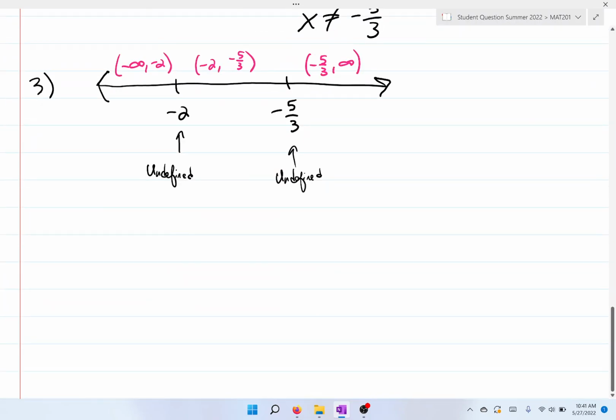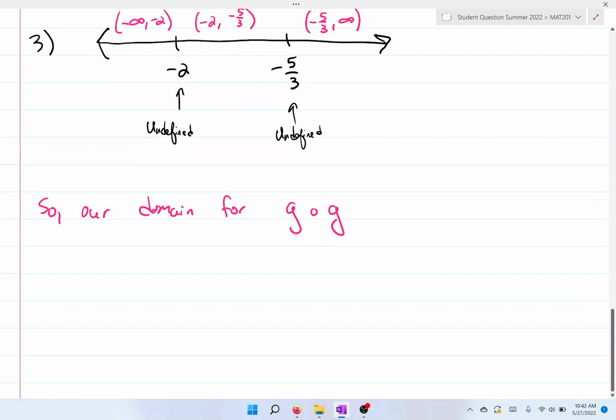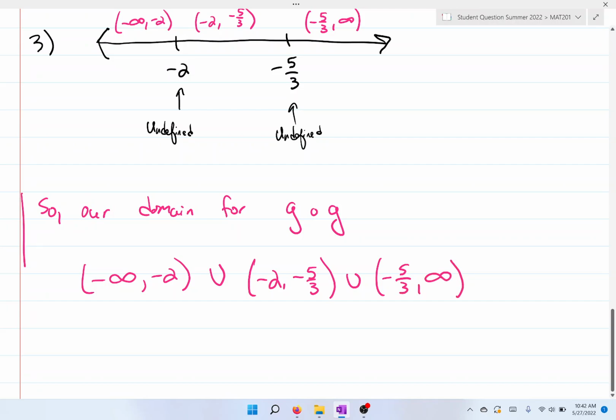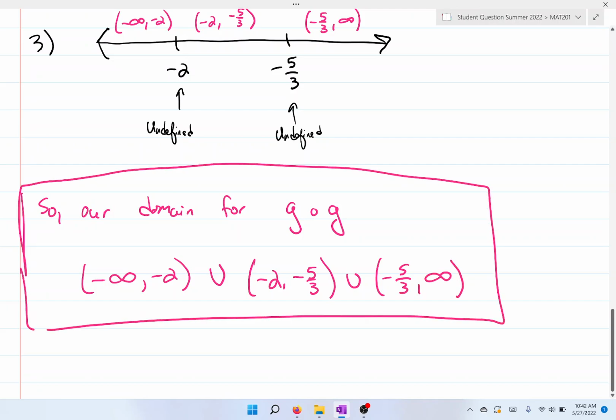So our domain for the compositional function of g and g will be negative infinity to negative 2, or negative 2 to negative 5 over 3, or negative 5 over 3 to infinity. All right? So I hope this clarified how to do that problem.